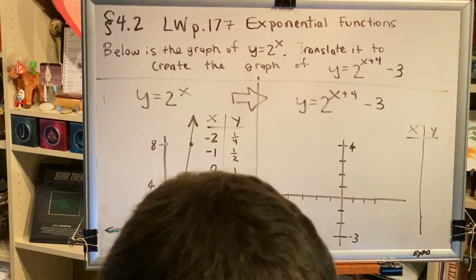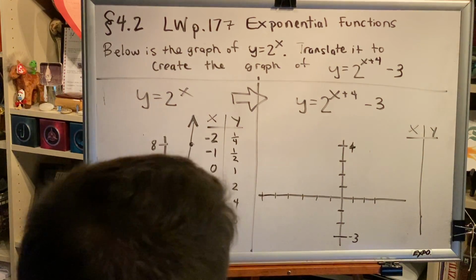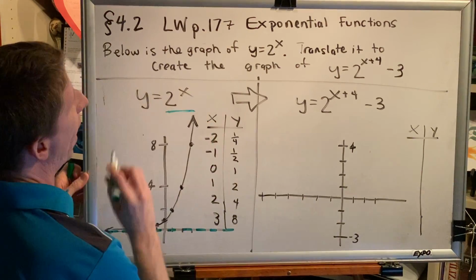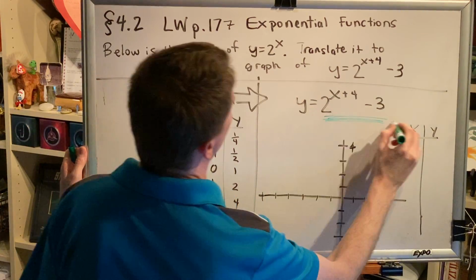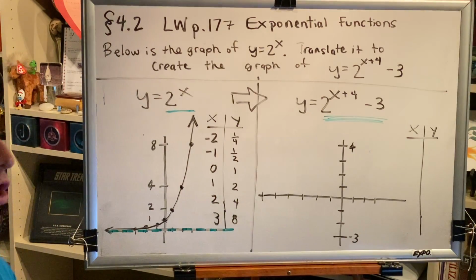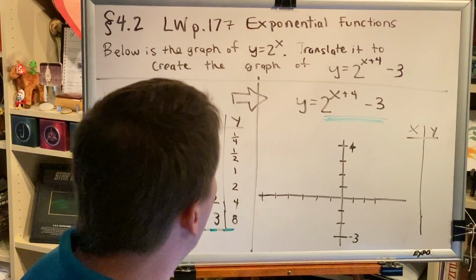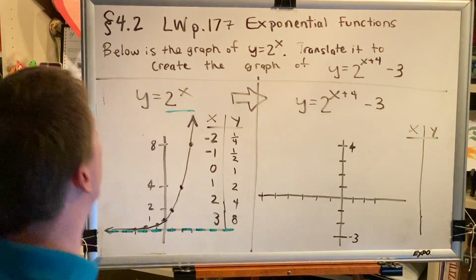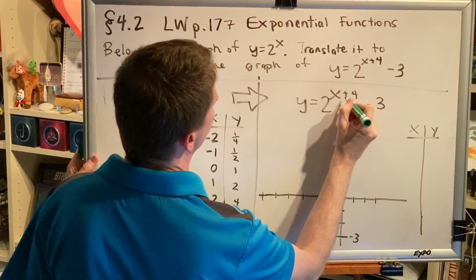All right, so parent function, and these are the values that are associated with it. But now we're going to transform it. Whenever you transform, you have to ask yourself what changed and where. So we're comparing this, 2 to the x, to this, 2 to the x plus 4 power, subtract 3. So what are the changes that we observe, and what kind of transformation do they represent? Let's start with the exponent. X becomes x plus 4.